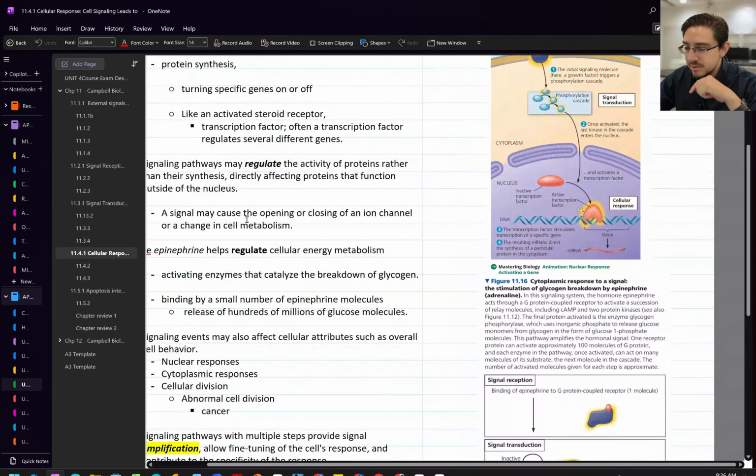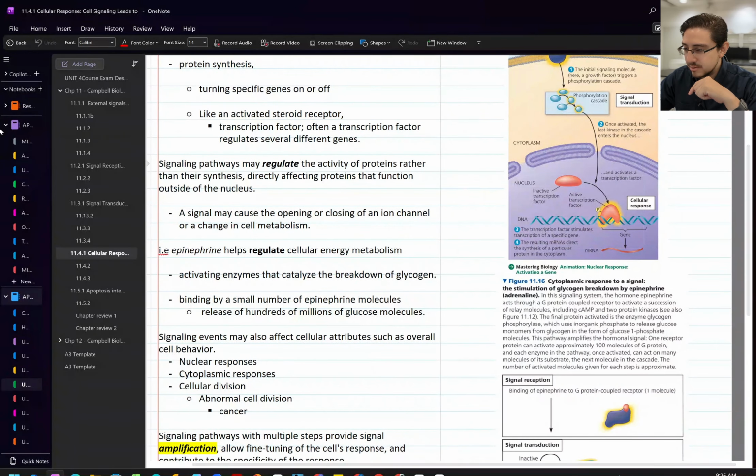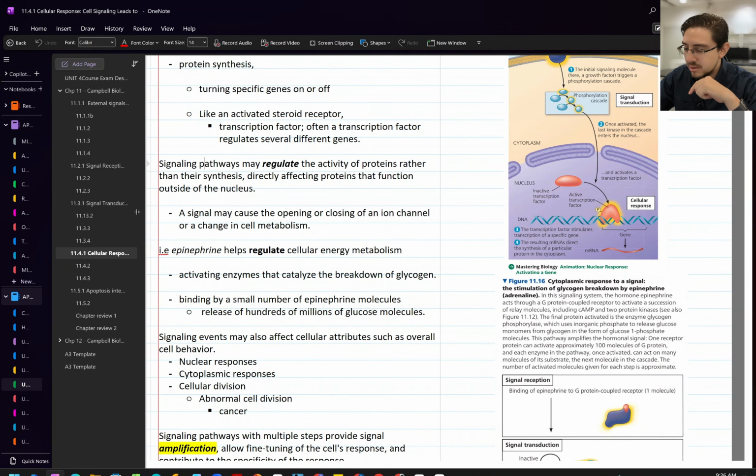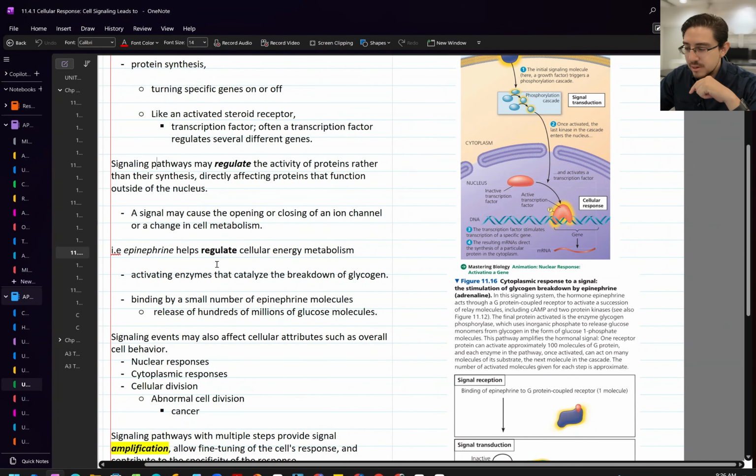Okay, let me just zoom in so you guys can see. Actually, let me move this here so you guys can see the notes better. All right.